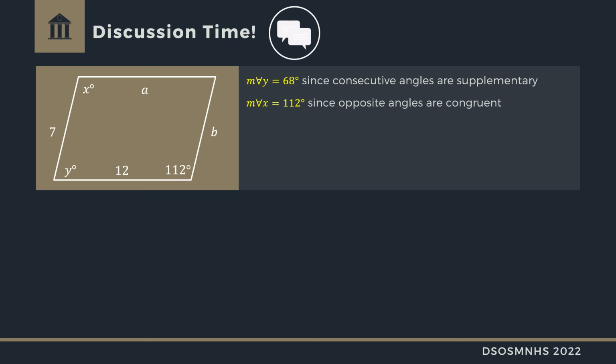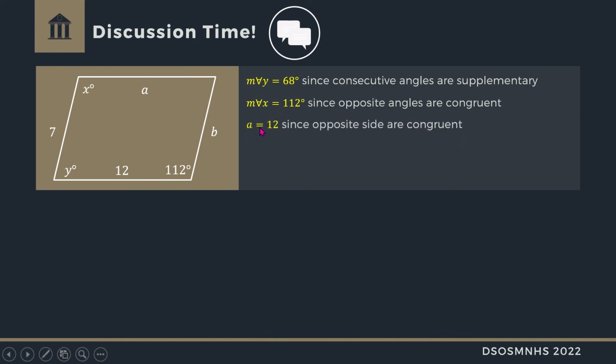Next, the measure of angle X. The measure of angle X is 112 degrees. Why? Since opposite angles are congruent. The reason we use here is based on the properties, which you saw in the previous slide or in the module itself. So 112 is opposite angle X. Since they are opposite angles, they are equal. Angle X is 112 degrees.